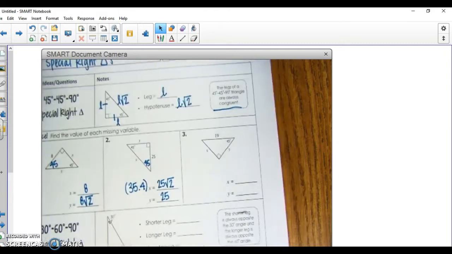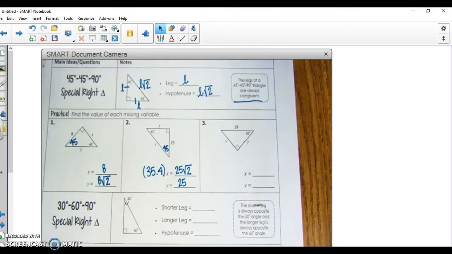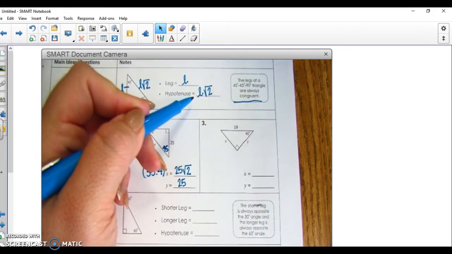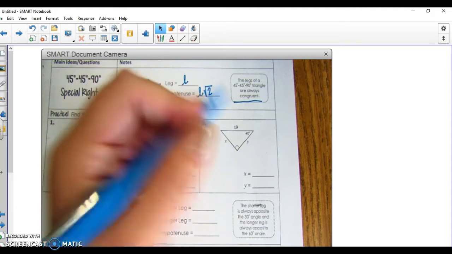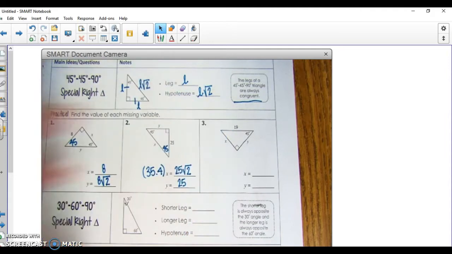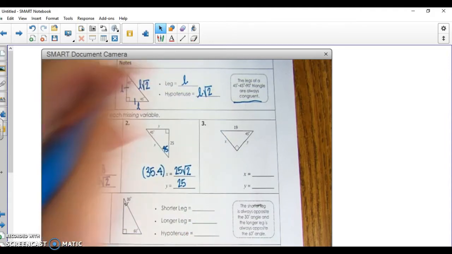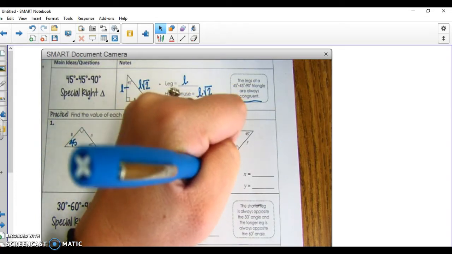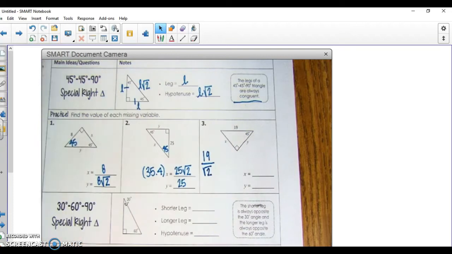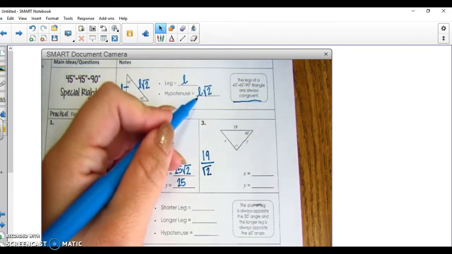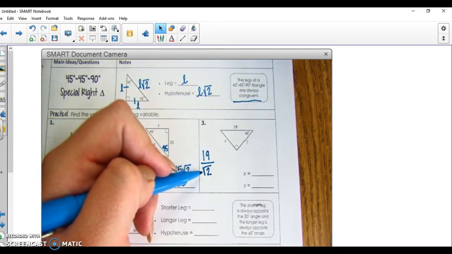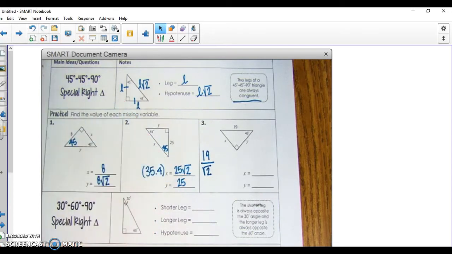All right, so what about if we are given the hypotenuse and we need to find the legs? So we know that our hypotenuse is going to be the leg times the square root of 2. So here we have 19. So what we need to do is we have to divide by the square root of 2. So normally when we're trying to find the hypotenuse, we're going to multiply. So think of it as the opposite. We need to divide by the square root of 2.